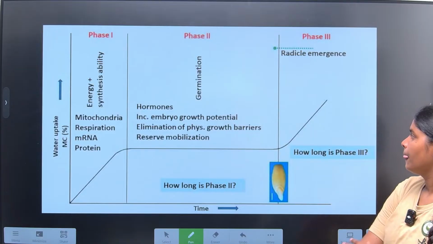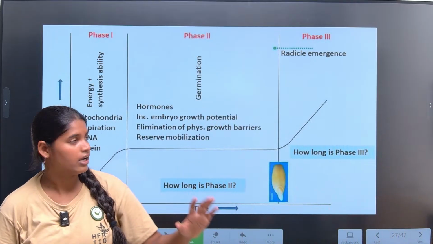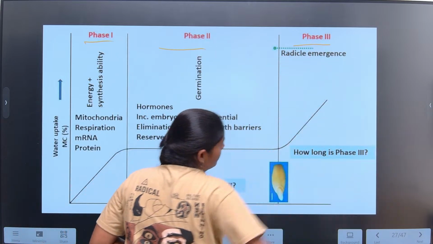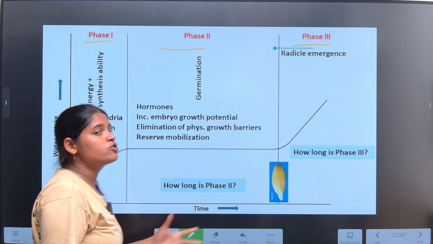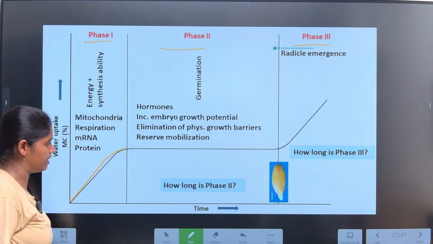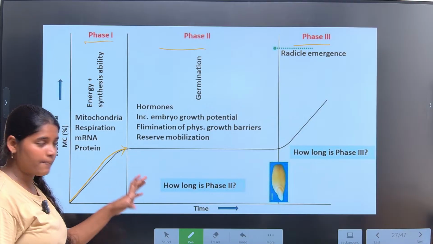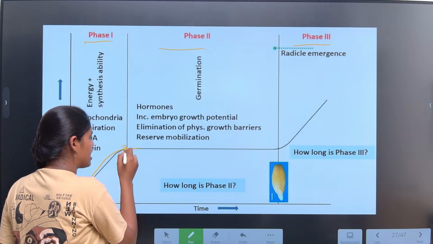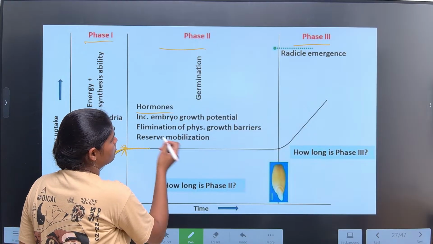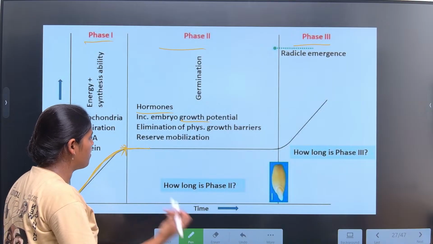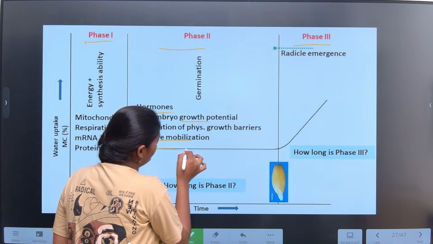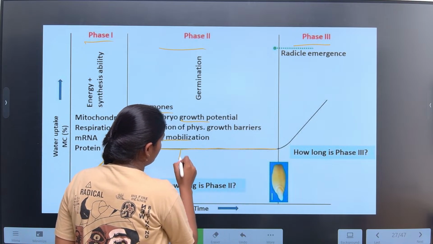Let's get into some concept where I told it is having a triphase, means three phases. Phase one, phase two, phase three. But when it comes to imbibition, what happens in phase one? There is a rapid uptake of water by the seed, right? But what happens in phase two? Since it is already saturated in phase one, for activating some hormones, for activating some embryo growth, and for mobilizing the reserves, it needs a little amount of water. So it slowly takes water. Slowly means it is a lag.